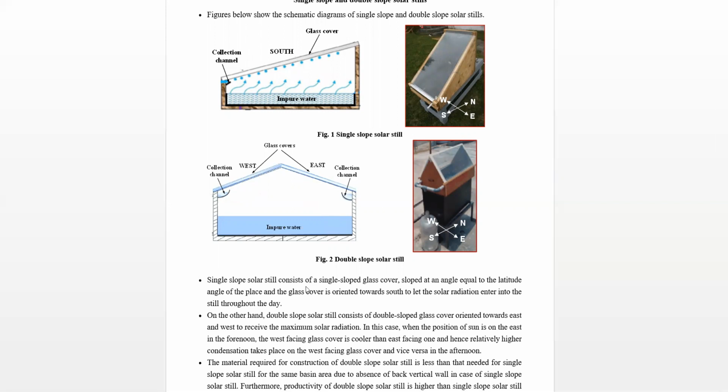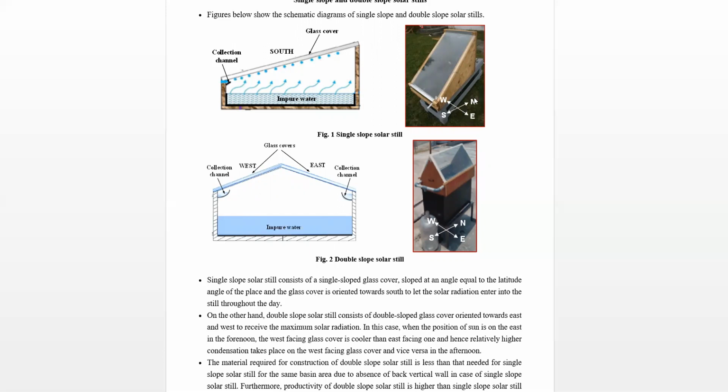Single slope solar cell consists of a single sloped glass cover, sloped at an angle equal to the latitude angle of the place, and the glass cover is oriented towards south to let the solar radiation enter into the still throughout the day. So there is only one glass cover, and all the radiation gets in through this single glass cover. On the other hand, there is also one observation here.